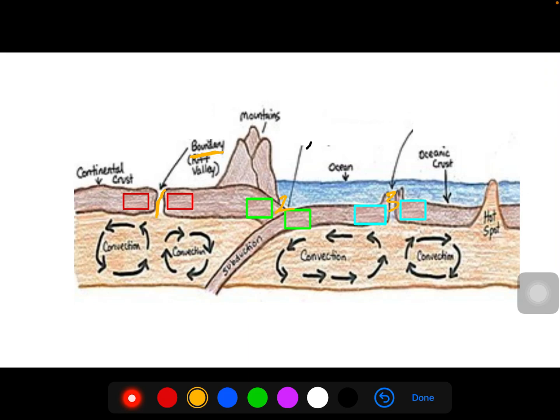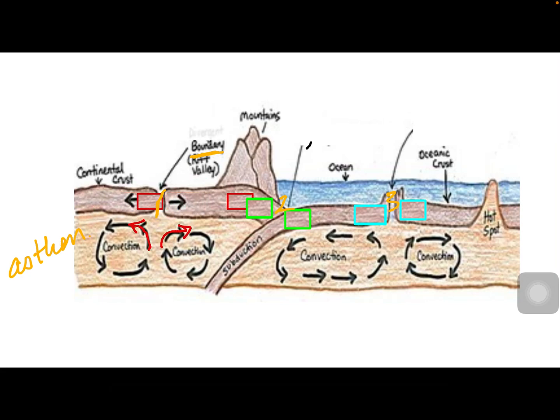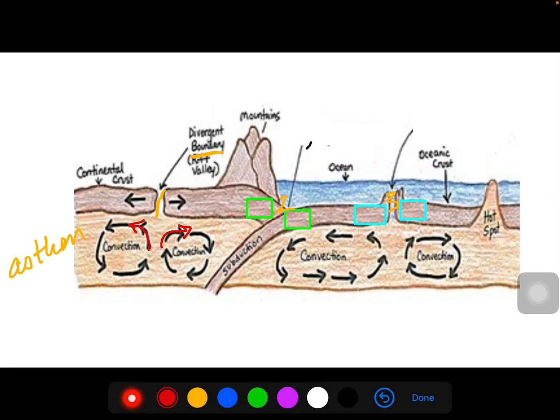So we want to observe, again, what's happening down here in the asthenosphere to create the movement up top. So I'm looking at this convection interaction, and I'm seeing the arrows starting to look like they're moving apart, right? These convection currents are cycling away from each other. So this type of boundary right here on the Earth's surface is going to do the same thing. That's a divergent plate boundary.